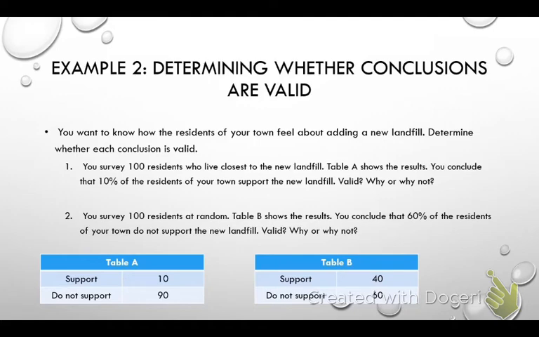Here's scenario 1. These 100 residents live closest to the new landfill, and Table A shows the results. Clearly, only 10% support the new landfill. Is this conclusion valid? I want you to think about it. Do you think this conclusion is valid from Table A? Scenario number 1. Valid? Note where they are located. Where are these 100 residents living?